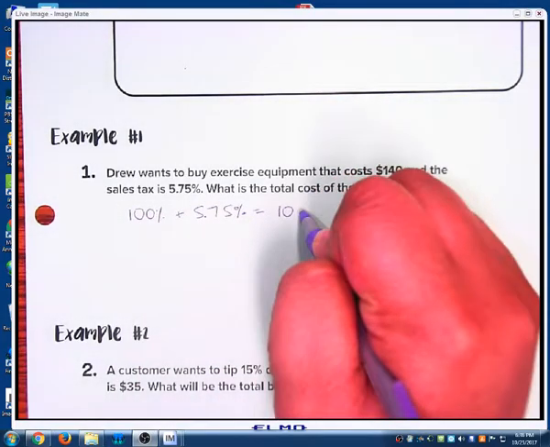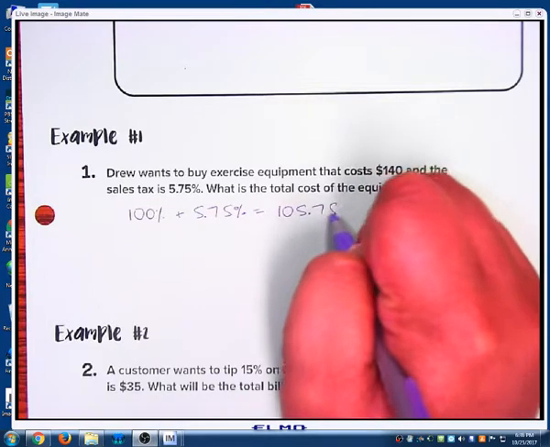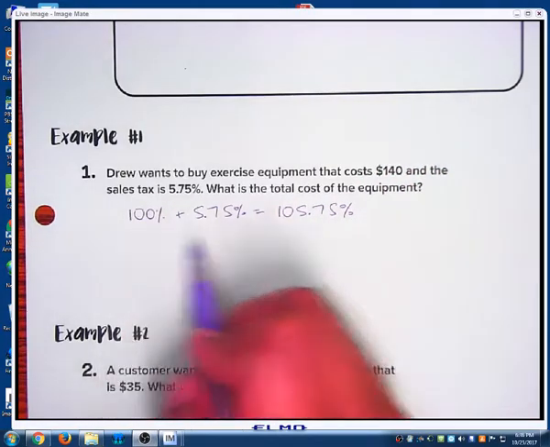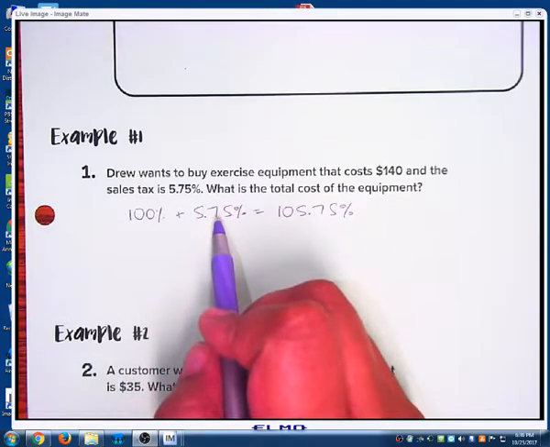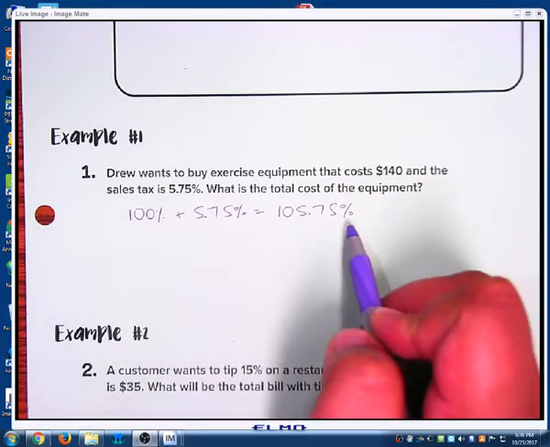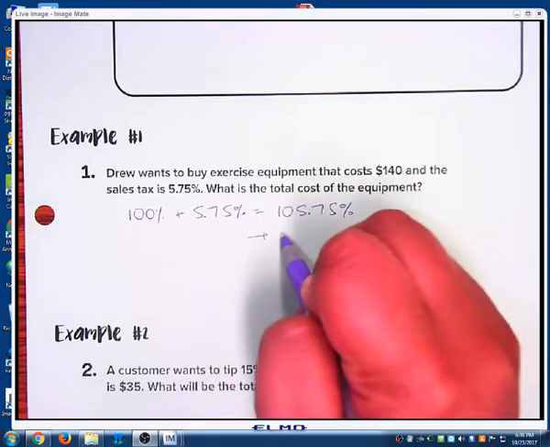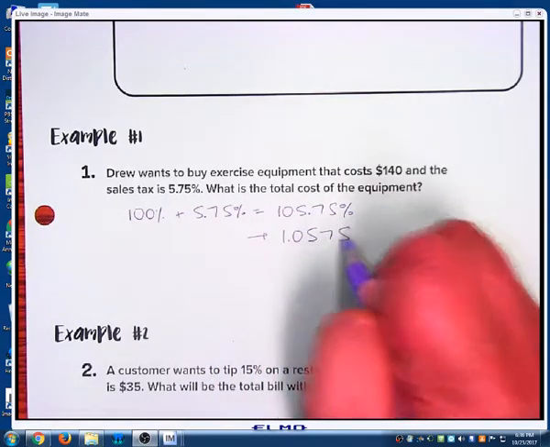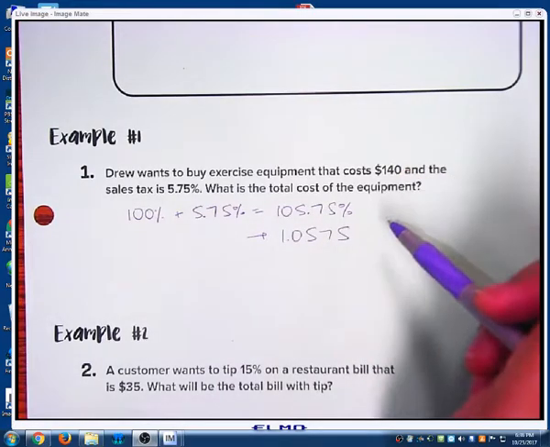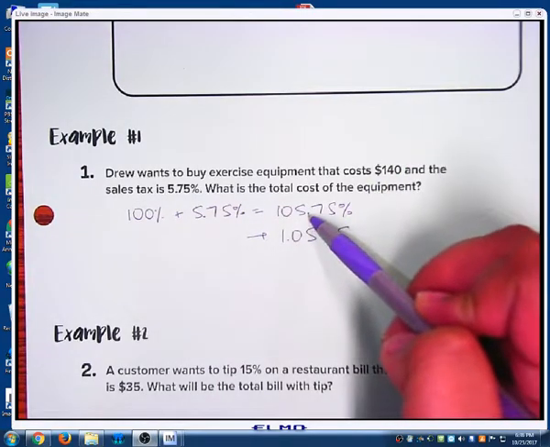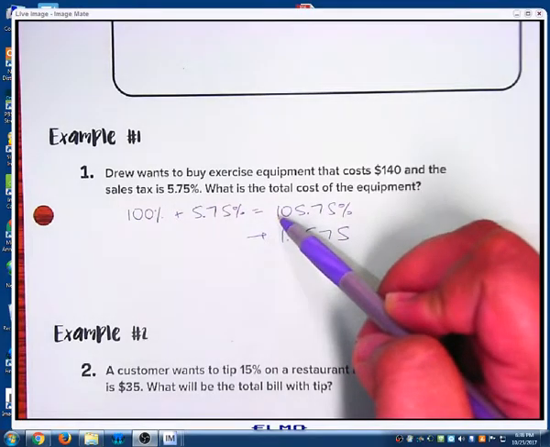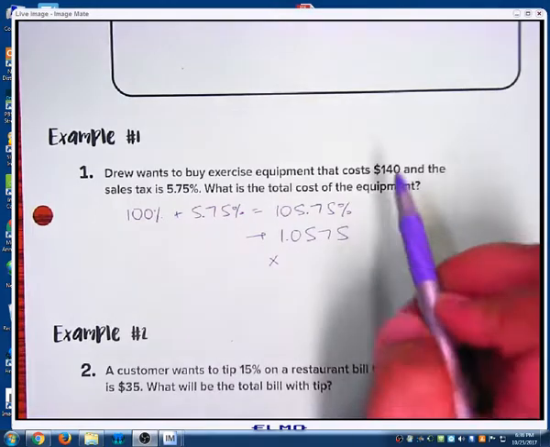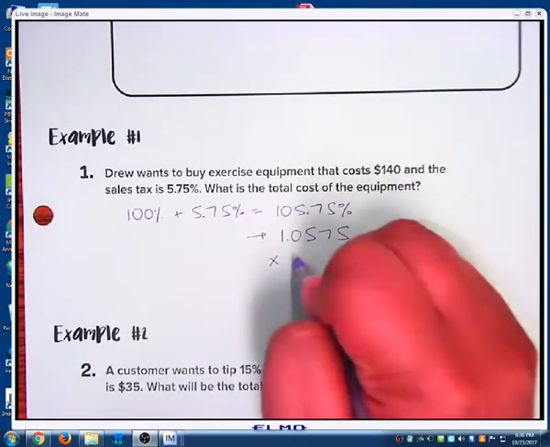And that equals 105.75%. So again, I always write 100% plus whatever the sales tax percent is. And then once I have that, I'm going to change it to a decimal. So that equals 1.0575. Remember, we change percent to a decimal by moving the decimal point 2 spots to the left. So once I have that, I multiply by my original price, which is $140.